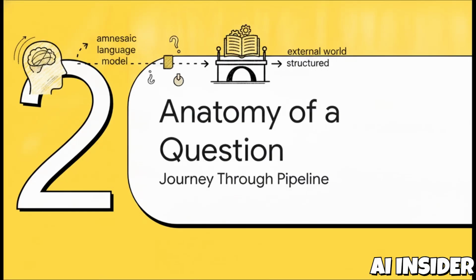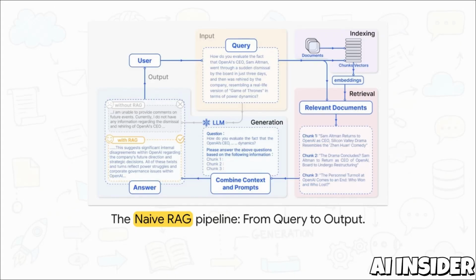Section 2. Anatomy of a question. Journey through the pipeline. So, how exactly do we build a bridge between this brilliant but amnesiac language model and the ever-changing external world? Well, we take the AI on a highly structured journey, starting with what's called the naive RAG pipeline. When a user asks a question, we don't just blindly send it straight to the AI. Instead, the query goes through a retrieval phase where it searches a database of indexed documents for relevant chunks of information. Those chunks are then combined with the original query to form a supercharged prompt.